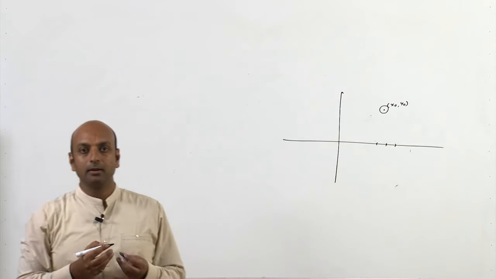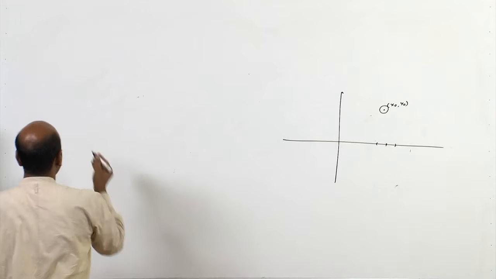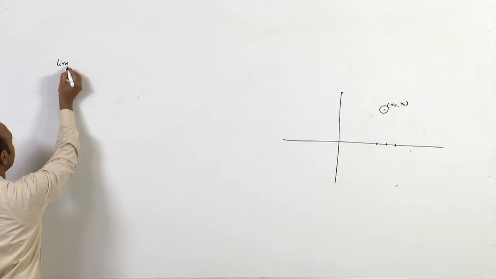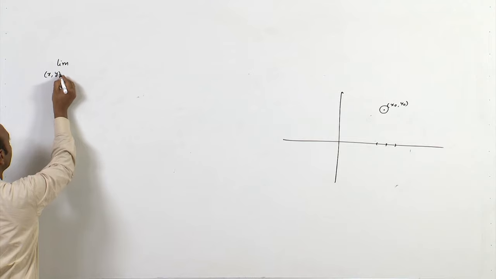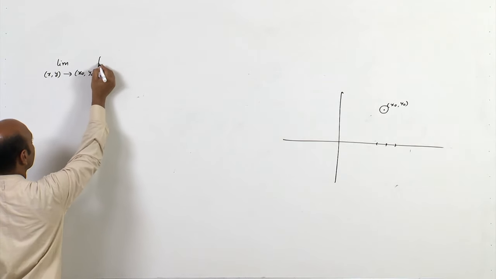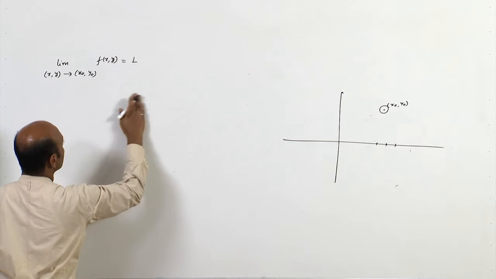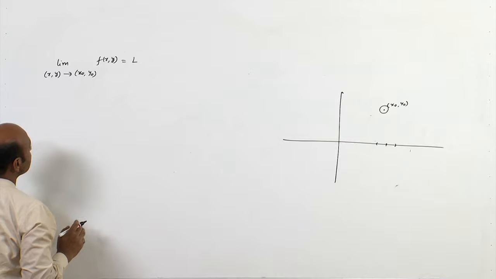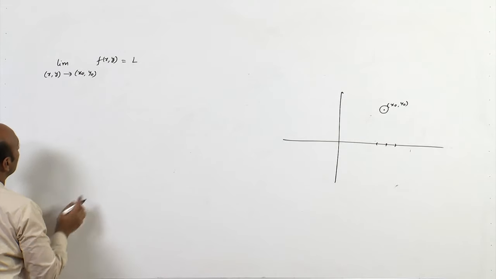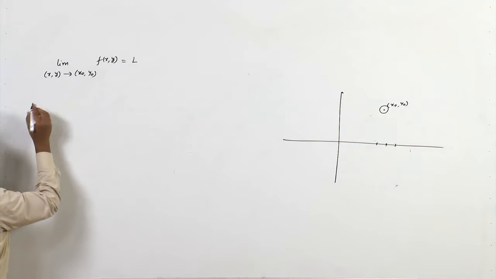Okay. It will be a disk centered at x naught, y naught. So how can I define the limit now? The limit as (x, y) tends to (x naught, y naught) of f(x, y) is equal to L. So how can we prove whether the limit exists and is equal to L? For that, again we will repeat the same definition for a two variable function.